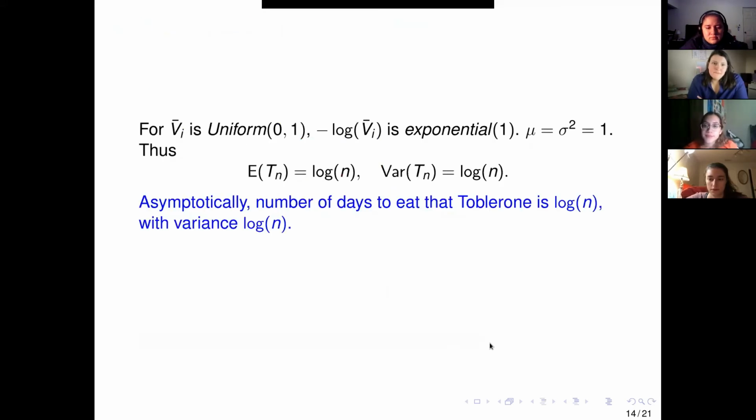It turns out that for our particular application, these guys are uniform on 0, 1, and the log of that is exponential. You can compute what it is. And so the number of days to eat the Toblerone is log n. It's not log base 2 of n, it's log n. Now you think, well, log base 2 versus log, how big of a difference does that make? It's huge.